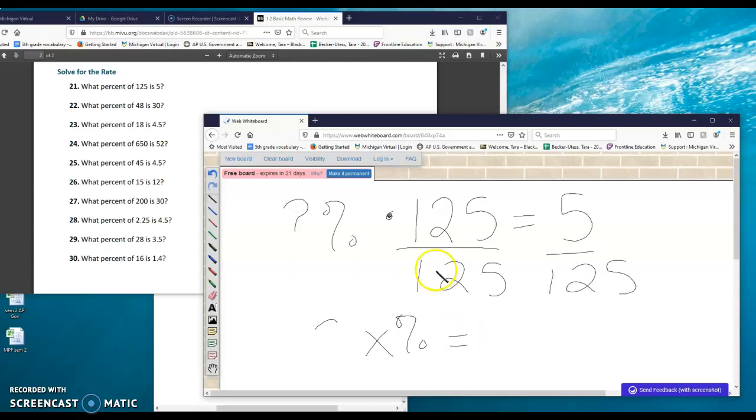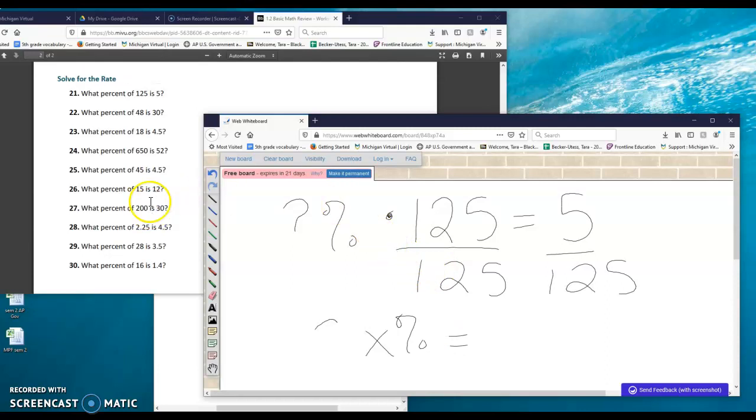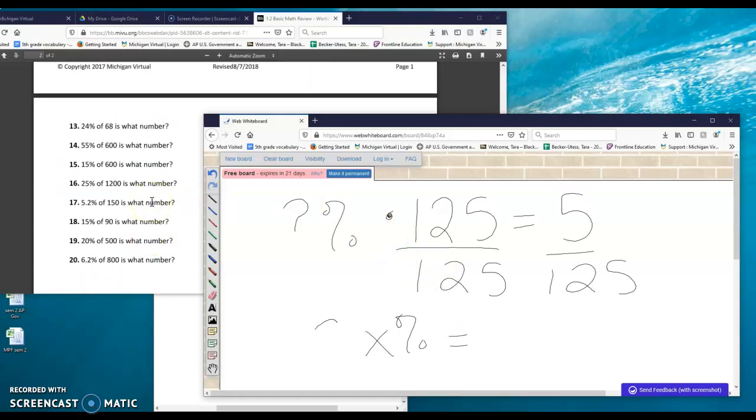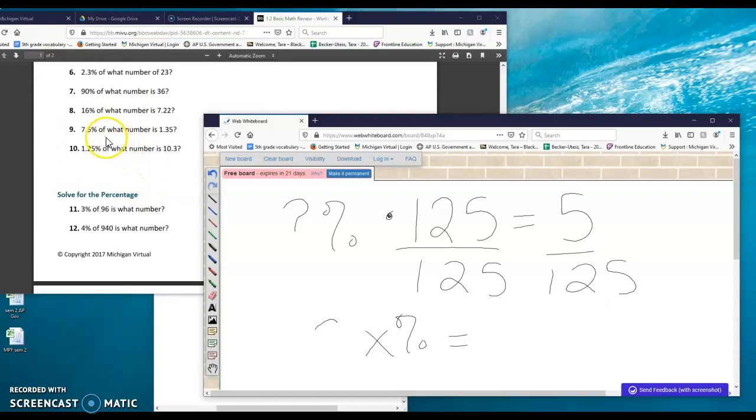So there's basically 3 key types of problems, and I think the big thing to remember is "of" means multiply and "is" means equal.